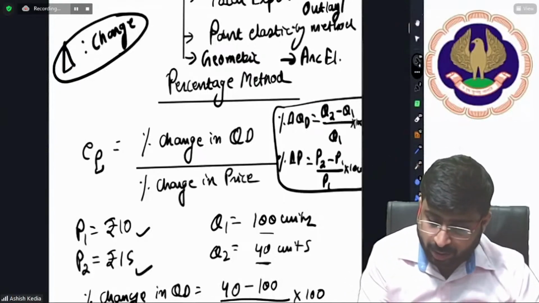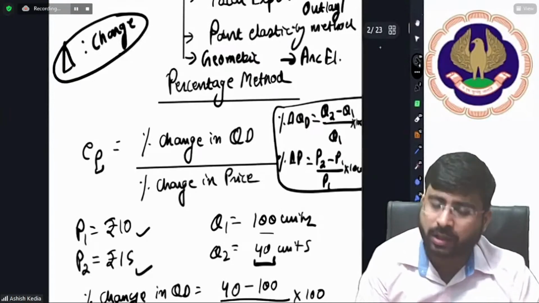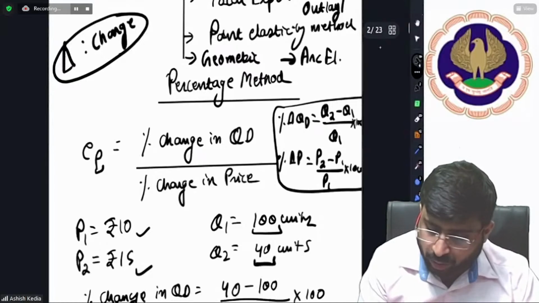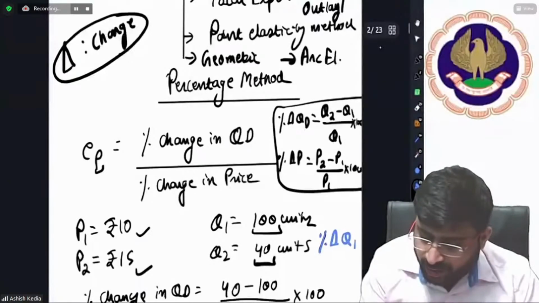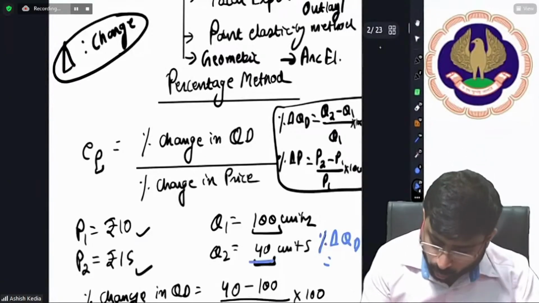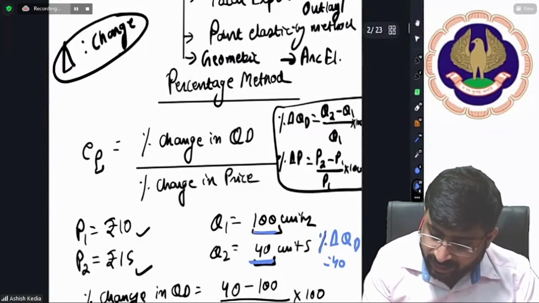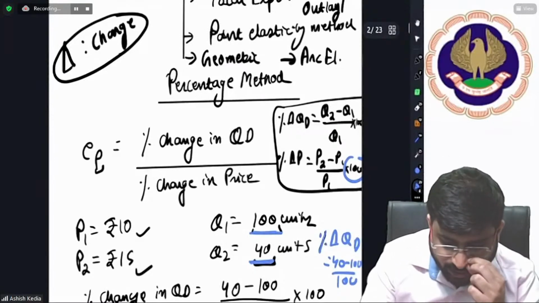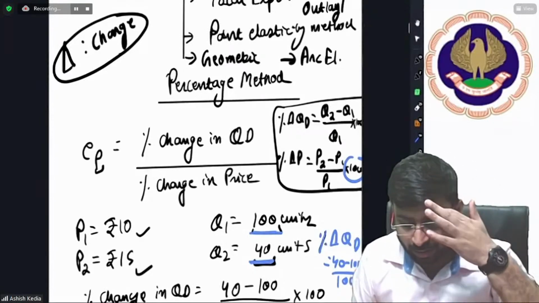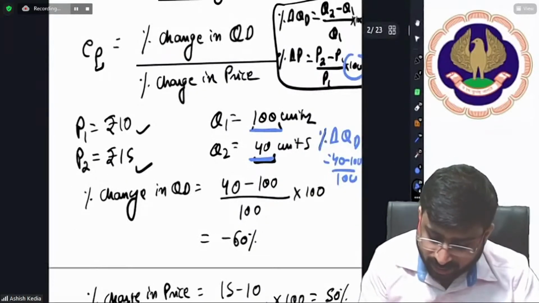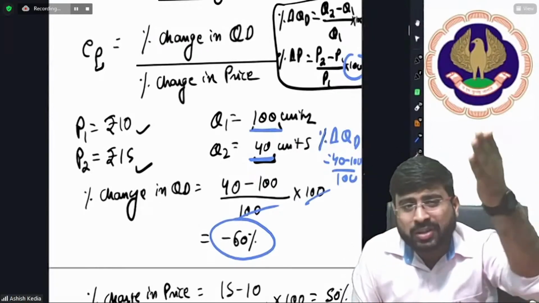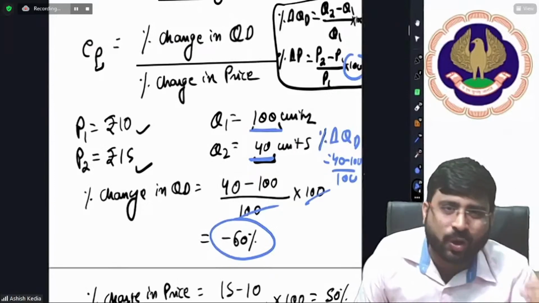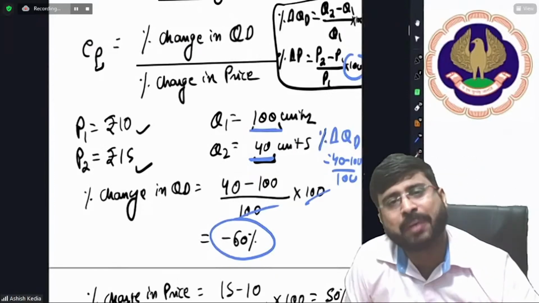Now see, change in quantity. Q2 is 40, Q1 is 100. When you focus on percentage change in quantity demanded, what is the value? Q2, that is 40, minus the original, that is 100, divided by the original 100, and to convert it into a percentage we multiply by 100. So 40 minus 100 by 100 into 100, the 100 is gone, and we get minus 60%. Why did the minus come? Because quantity was falling, so the percentage change in quantity has a minus sign.